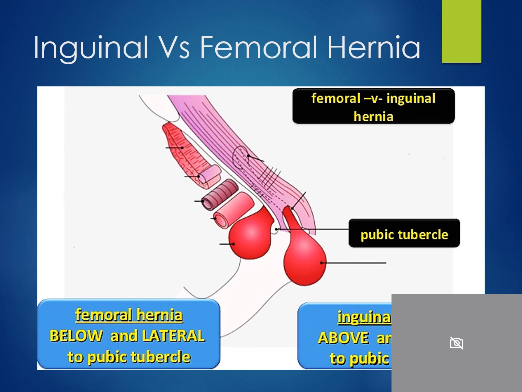Versus the inguinal hernia, which is above and medial to the pubic tubercle. So those are the differences between the two, and you can differentiate them just by locating the pubic tubercle and then deciding where the swelling or the sac will be, either above and medial or below and lateral.